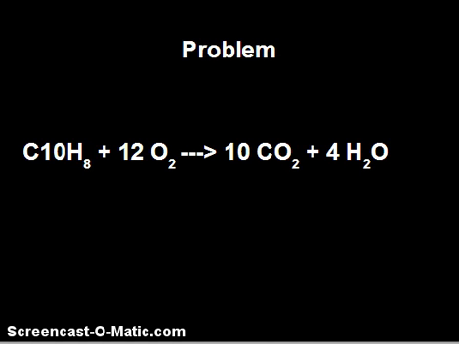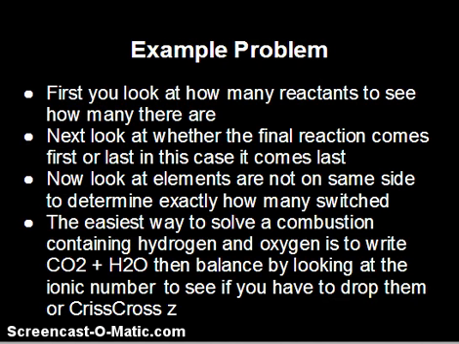So this is our example problem. Basically we have to figure out what the final product would be. So first you have to look at how many reactants there are. If it's two reactants, you could already know that it's a synthesis problem.